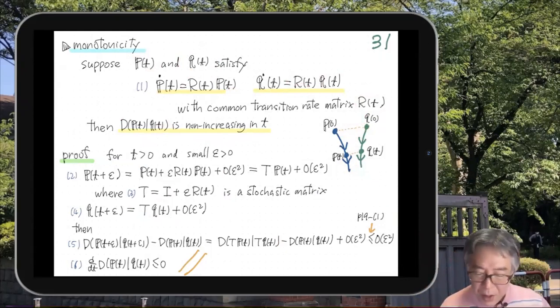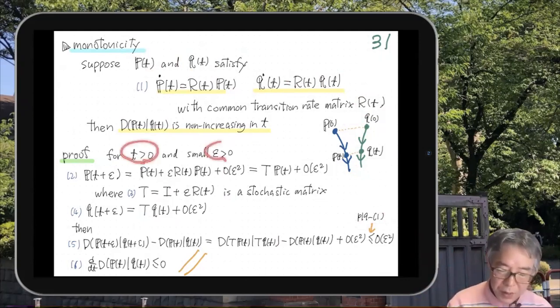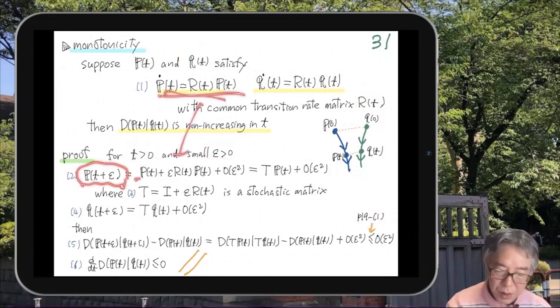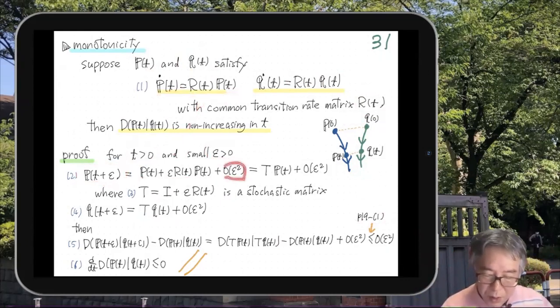And actually, this is very easy because we have seen the monotonicity for stochastic matrices on page 19. The proof is essentially just rewriting. Let t be arbitrary and take a very small epsilon. Then P of t plus epsilon is given from this equation like this for small epsilon. If I define I plus epsilon R_t as T, then this is written like this. And I claim that this T is a stochastic matrix.